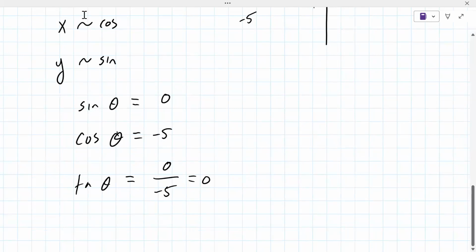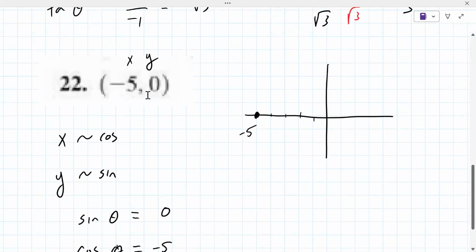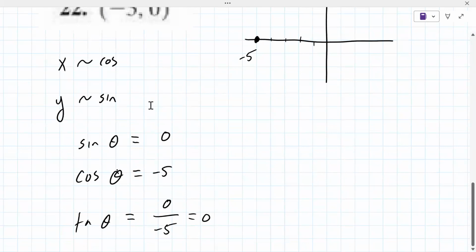Is that okay? Yeah. When would I know if it's undefined or not? That's what we're going to talk about.